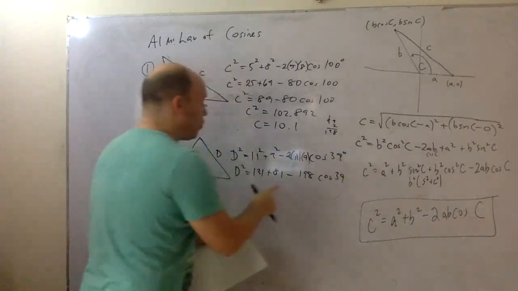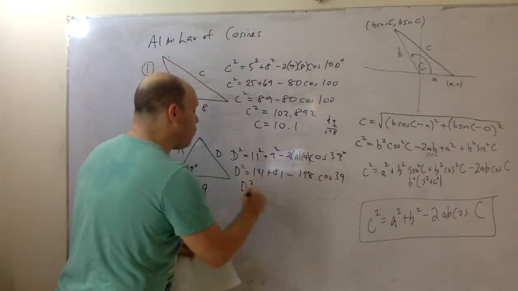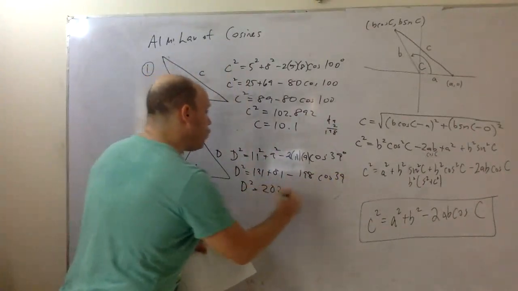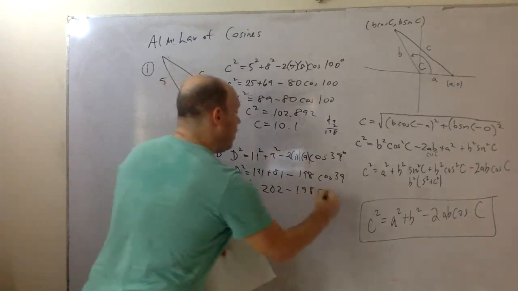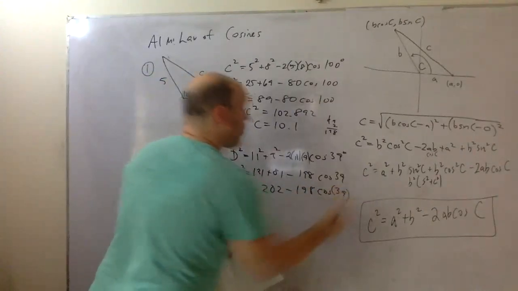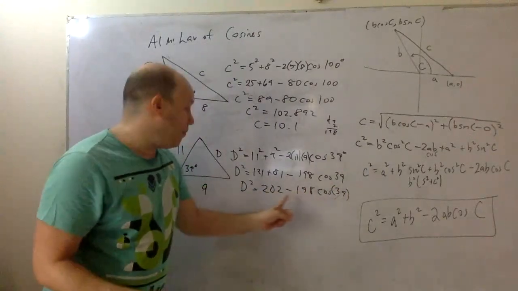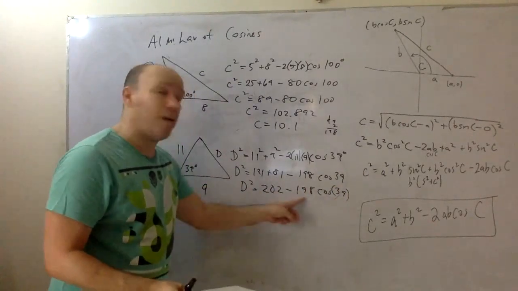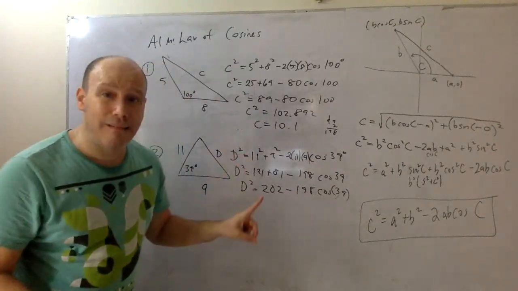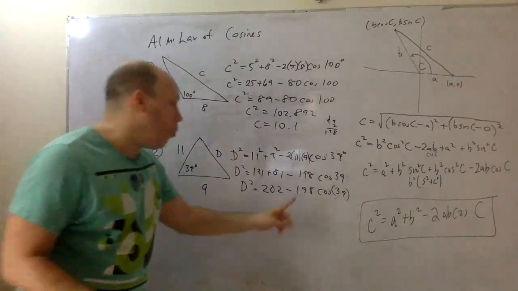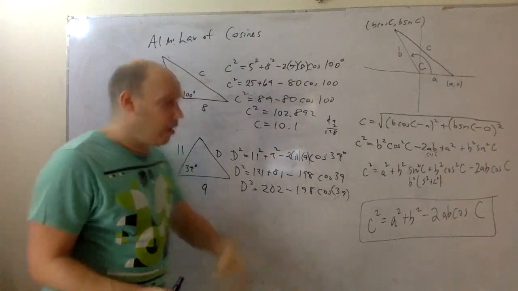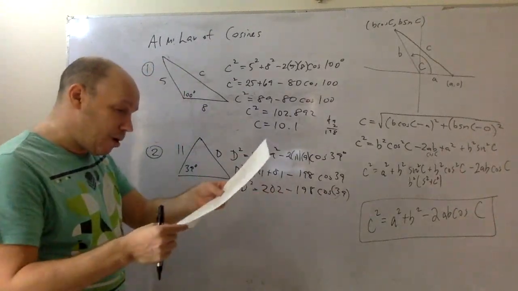Cosine of 39. We can clean this up a little more if you really have to. 202 minus 198 cosine 39. This goes in parentheses in the calculator. There's nothing we can do here. Do not do 202 minus 198. I don't see 198 anywhere. It's 198 cosine 39. Stick this in the calculator.